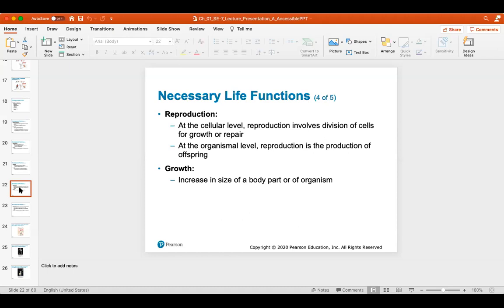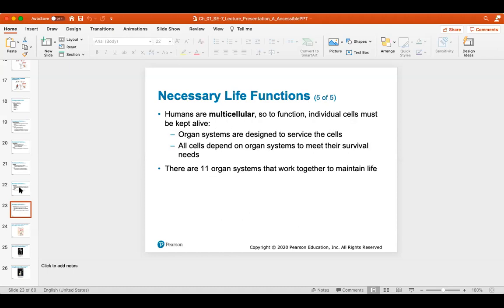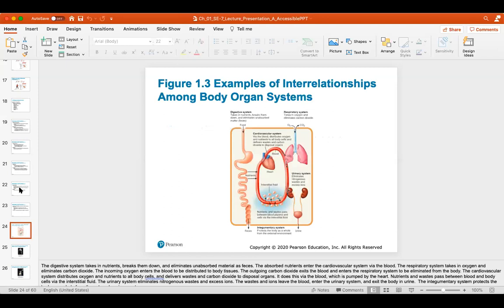And then growth is any increase in size of a body part or an organism. Humans are multicellular, so to function, individual cells must be kept alive. Organ systems are designed to service the cells, and all cells will depend on organ systems to meet their survival needs. And we're going to go quickly over the 11 organ systems that work together to maintain life that you probably went over in anatomy.